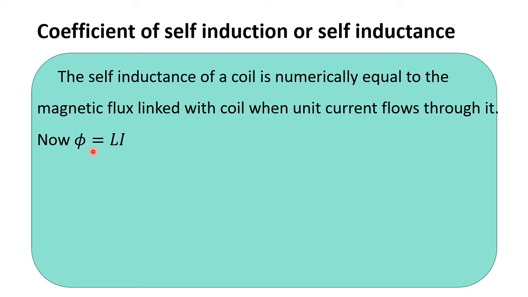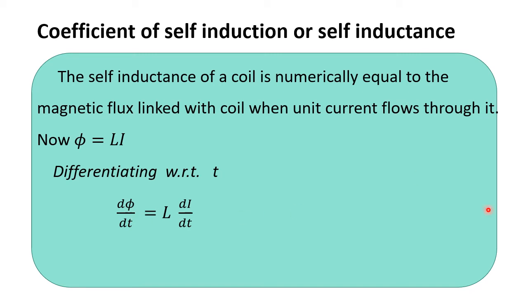So phi equals L i. If the current value is 1, then self-inductance equals flux. Now further analysis. If you differentiate this equation, flux phi equals L into I, with respect to time, then d phi by dt equals L, a proportionality constant, into di by dt. So if there is a change in current, then there is a change in flux.